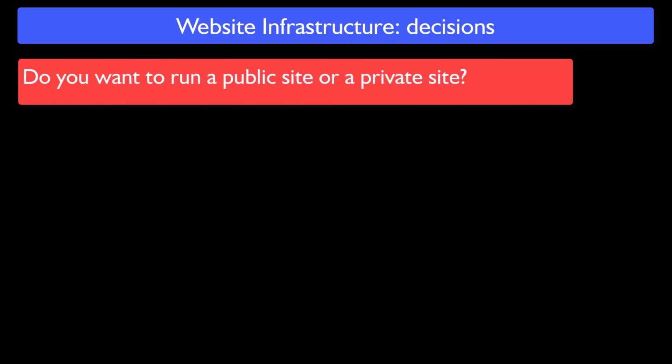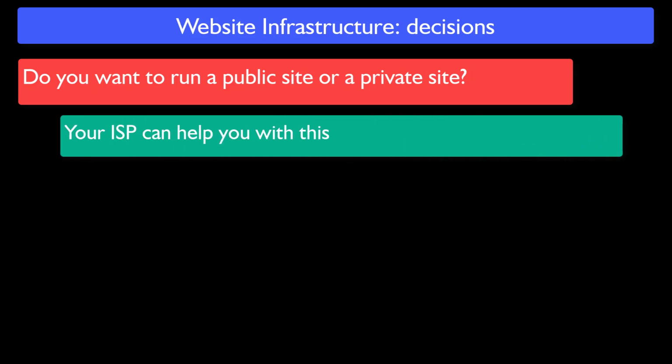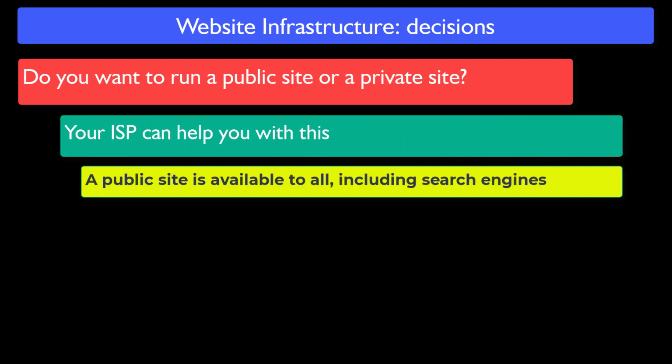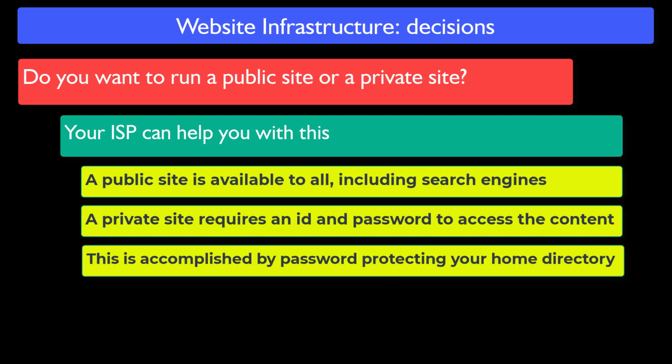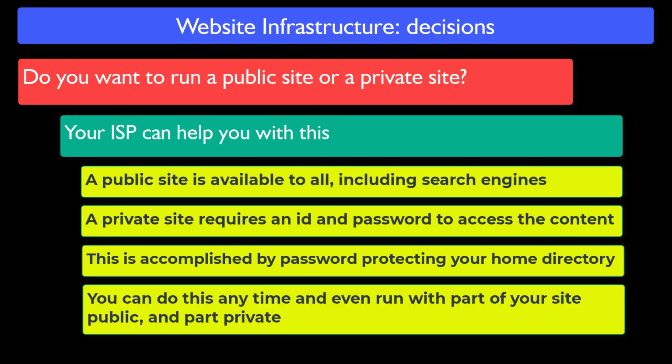Do you want to run a public site or a private site? Again, your ISP can help you with this. A public site is available to all, including search engines. A private site requires an ID and a password to access the content. This is accomplished by password protecting your home directory. You can do this anytime and even run with part of your site public and part private.